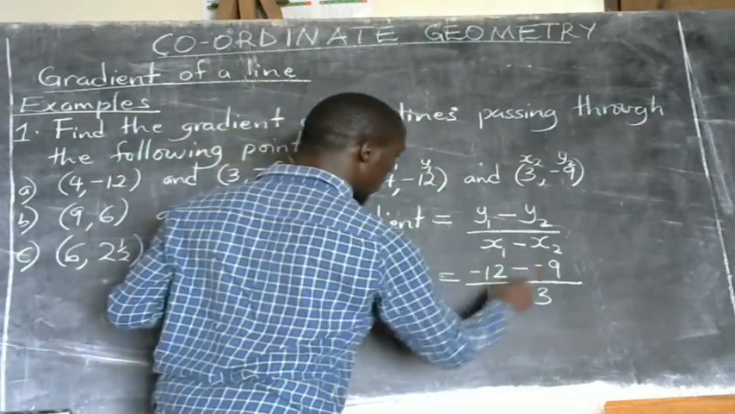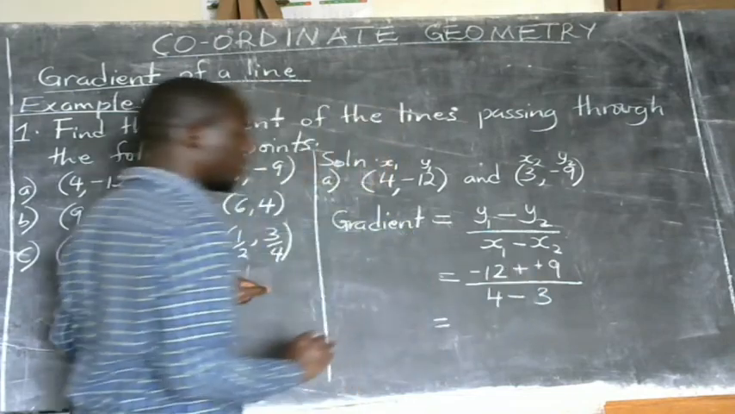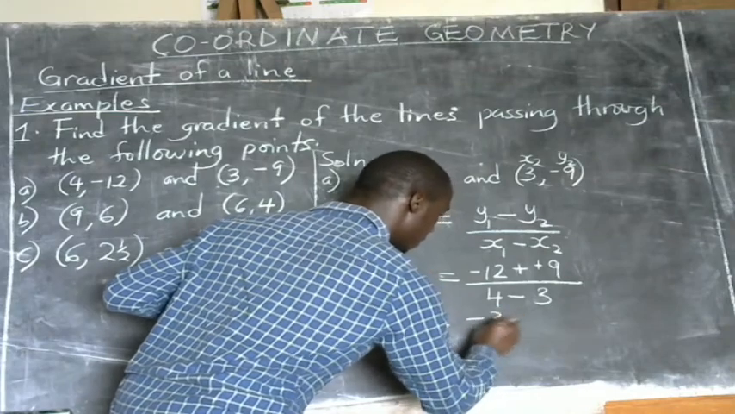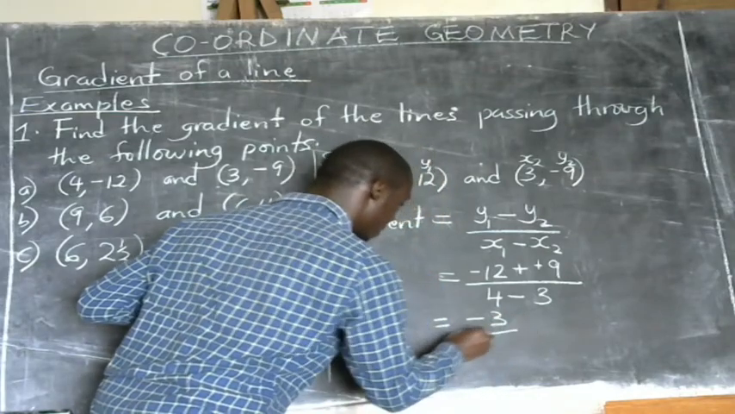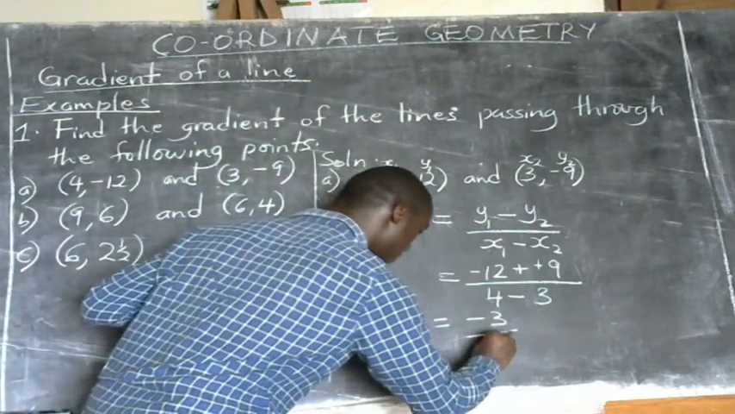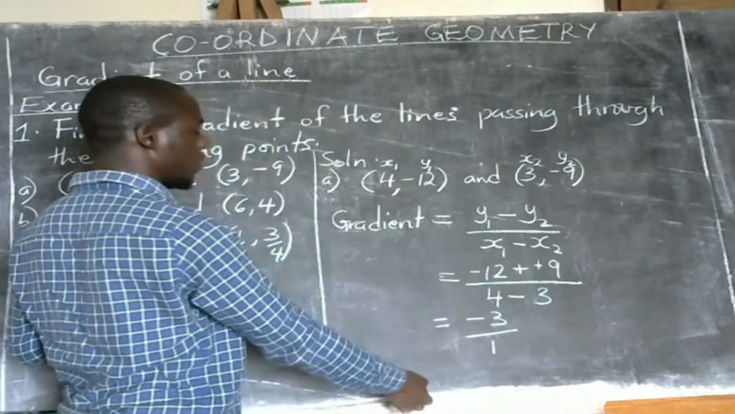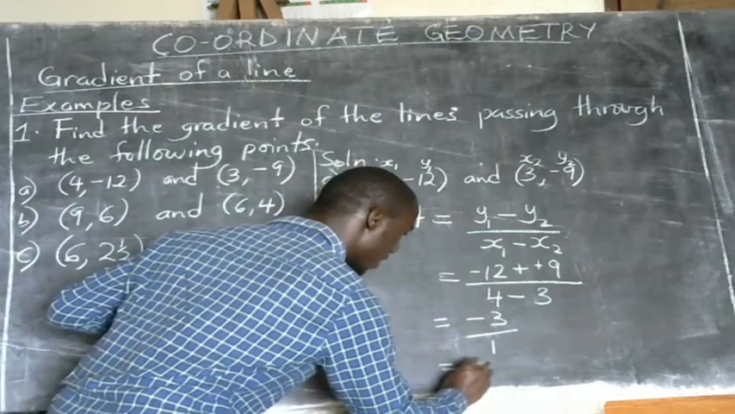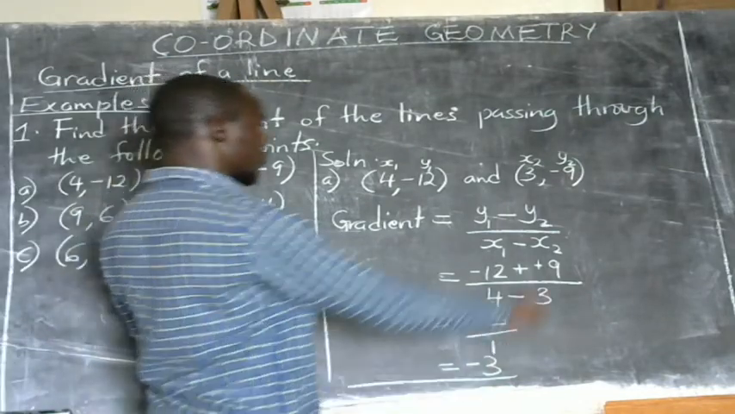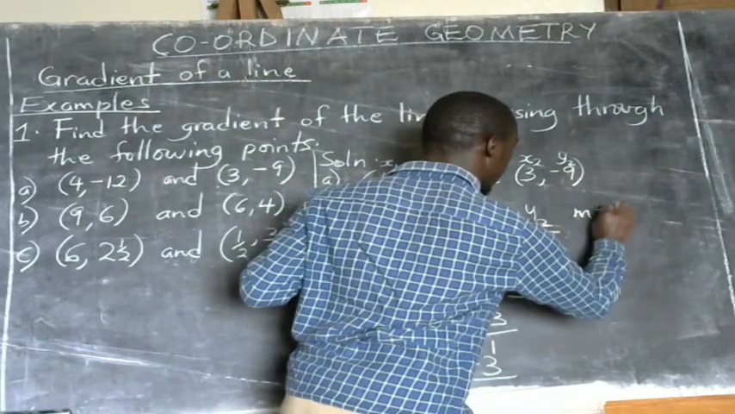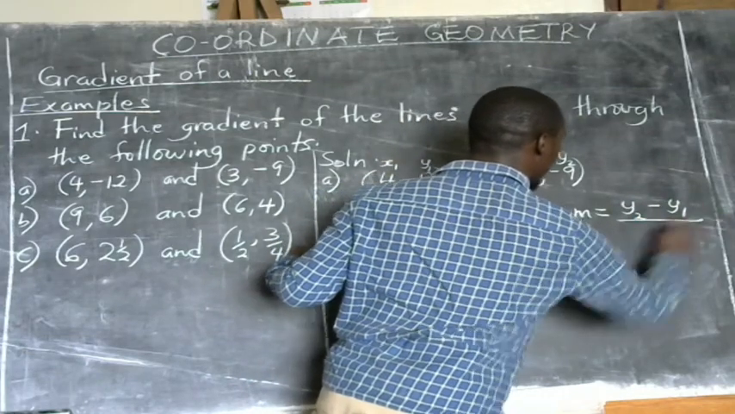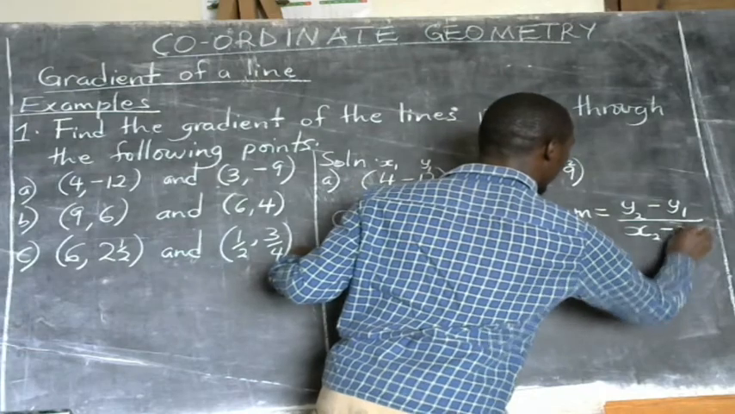In the numerator, this one is going to become a positive, then I end up having a negative 3, then divide by the denominator. When I subtract, I have a 1, so negative 3 divided by 1, I get the answer as negative 3 as the gradient.